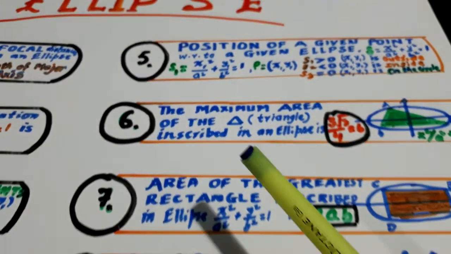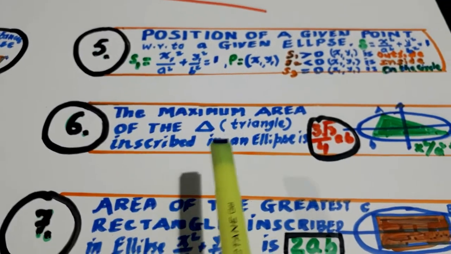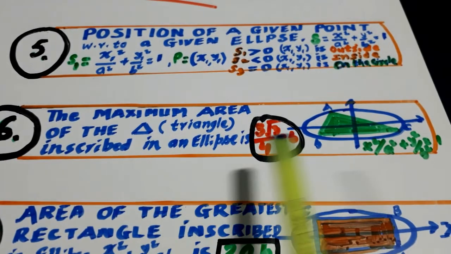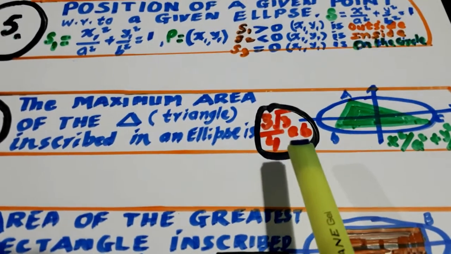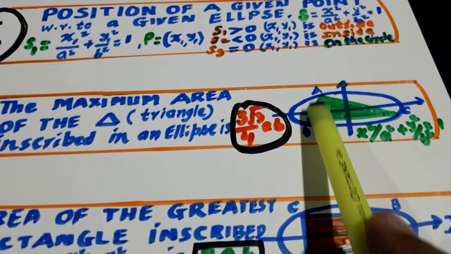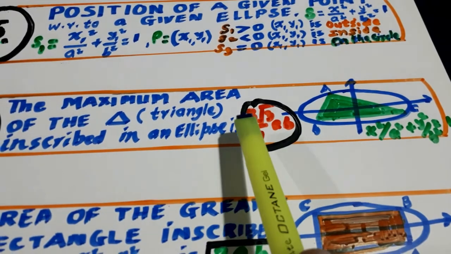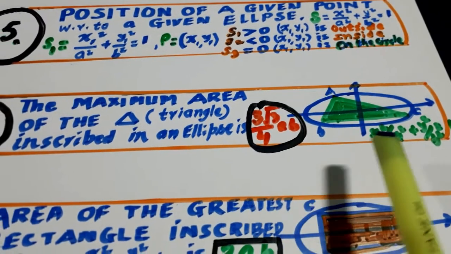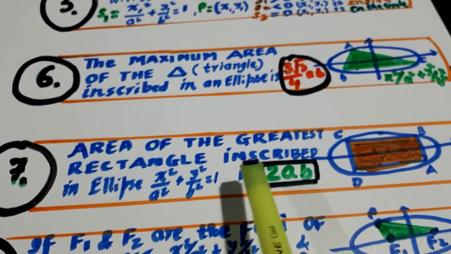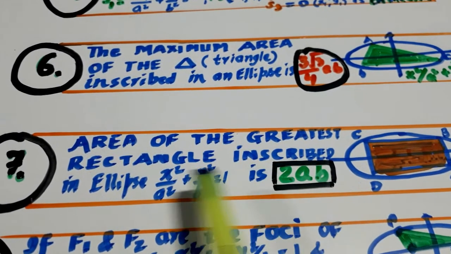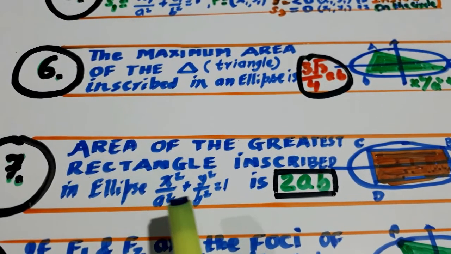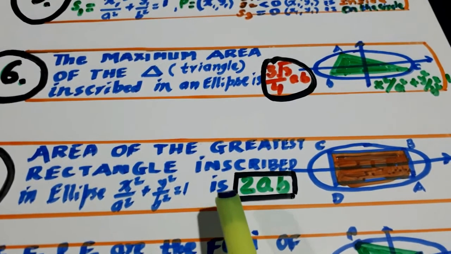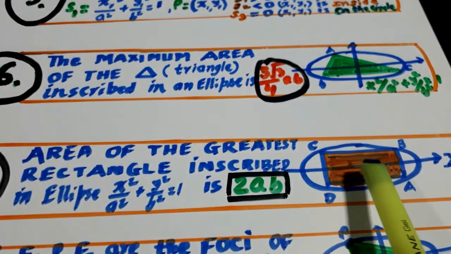Now, next, maximum area of the triangle inscribed in an ellipse. This is the ellipse, and the area is 3 root 3 by 4 ab. Next, area of the greatest rectangle inscribed in the ellipse x square over a square plus y square over b square is equal to 1 is 2ab. Very simple.